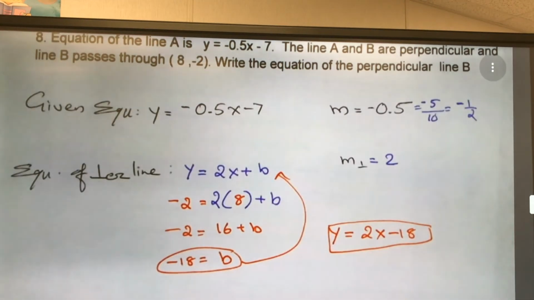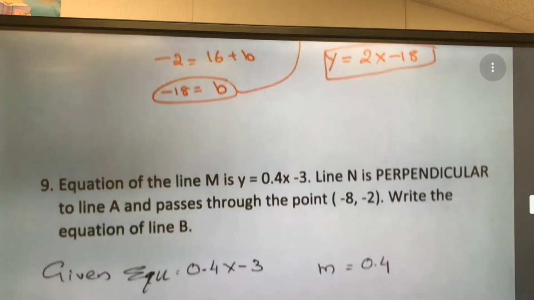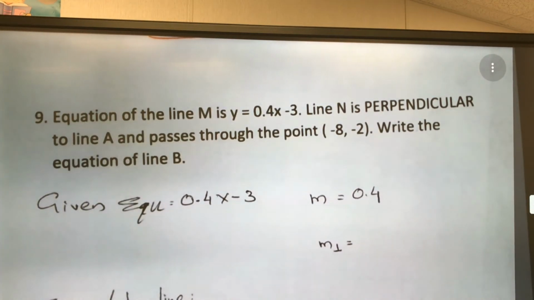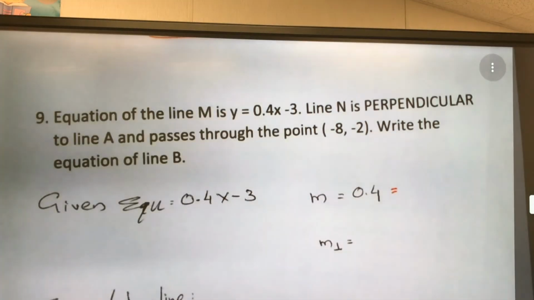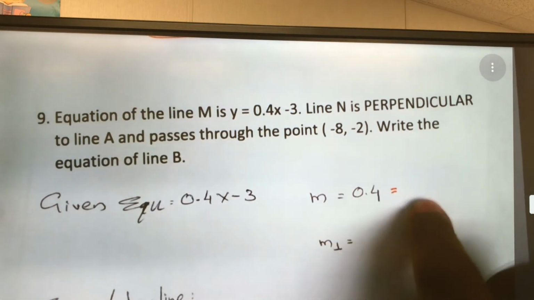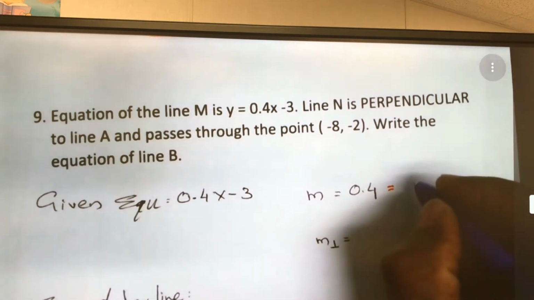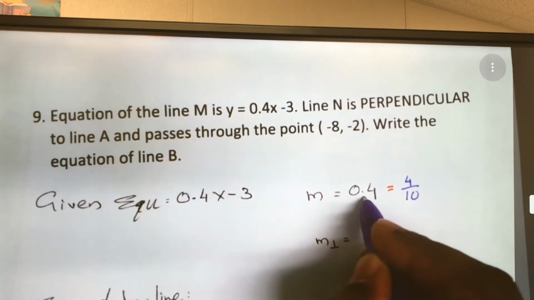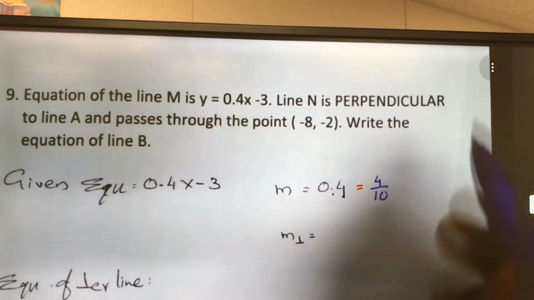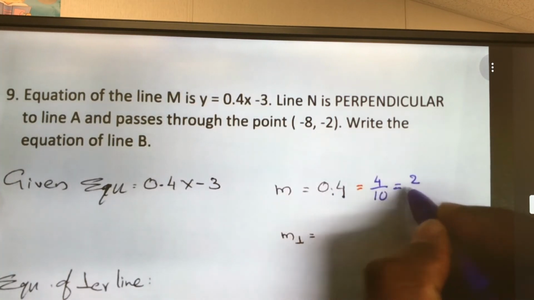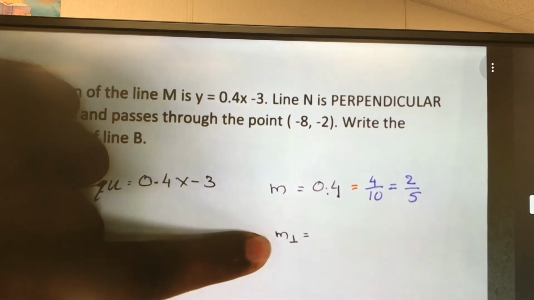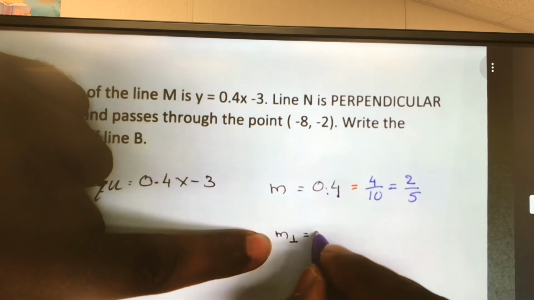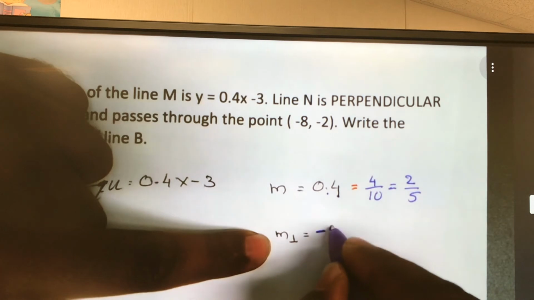Okay. Here is the next problem. The slope of my line is 0.4. Since I want to find the opposite reciprocal and it is a decimal, I need to convert it to a fraction. So I can write this as 4 over 10, because there is only one digit after the decimal. I can simplify this to 2 over 5, since both numbers are divisible by 2. So the slope of my perpendicular line should be the opposite reciprocal, that is negative 5 over 2.